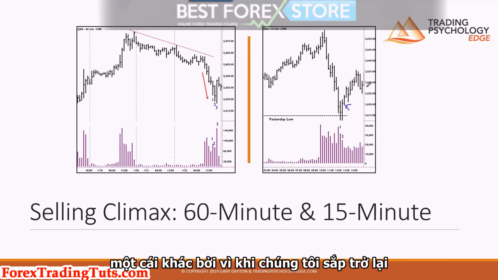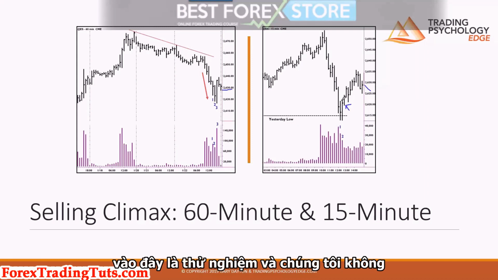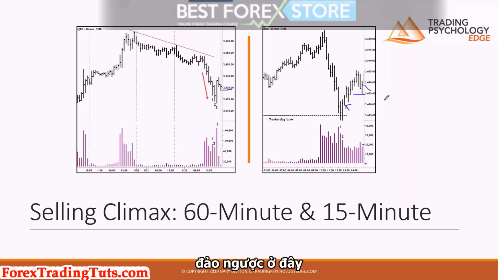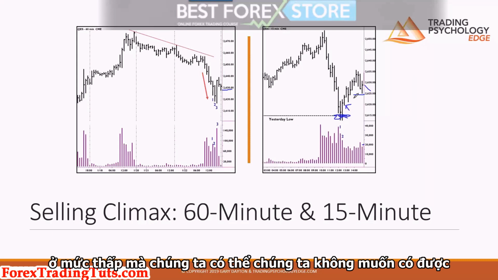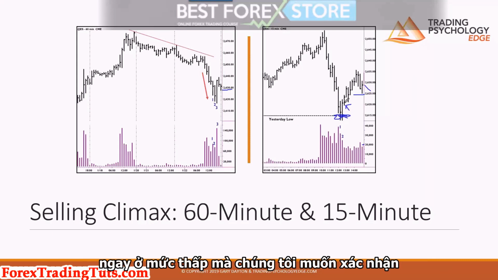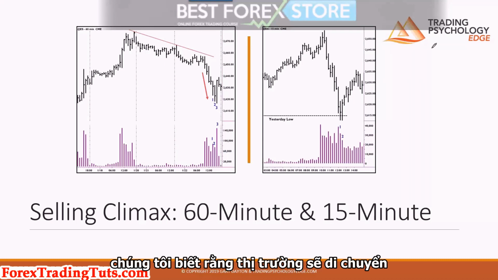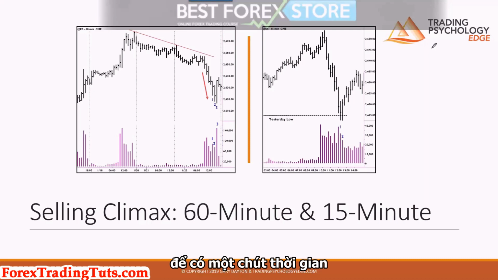We don't have to. And here's another one, because as we're coming back into here, this is testing and we're not seeing supply coming in, and we get a key reversal here. So again, we don't have to get right in on the low. We don't want to get right in on the low. We want to confirm this stuff. Once we're confirmed, we know that the market's going to move. The direction now is up, and it's going to be up for a bit of time.